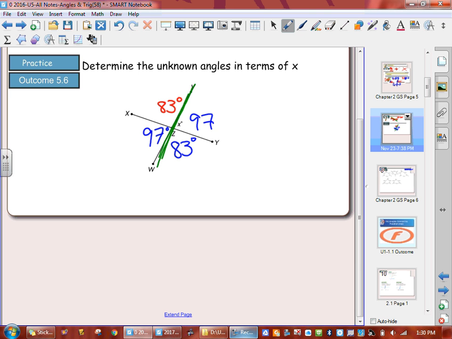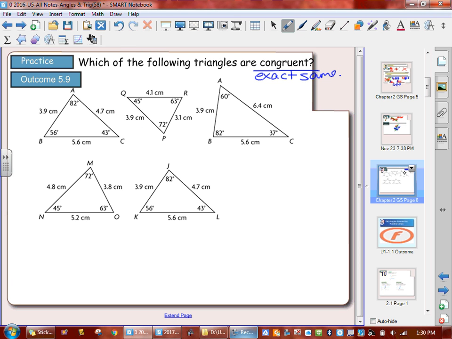Which of them are congruent? Congruent is another word that we have a definition for, which means exactly the same. So they're identical in every way. If we want something identical in every way, it's got to be the same shape and the same size. That means the side lengths are identical and the angles are identical. So which ones of these could be matching pairs? We want to find matching pairs that are identical.